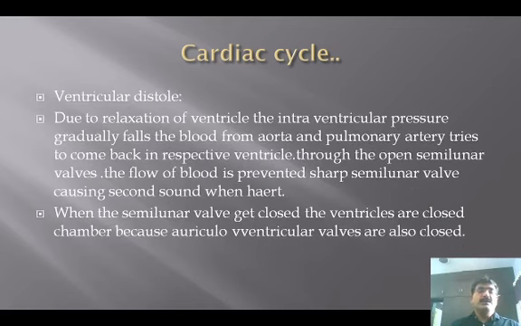Ventricular diastole. Due to the relaxation of the ventricle, the intraventricular pressure gradually falls. The blood from the aorta and the pulmonary arteries tries to come back into the respective ventricle through the open semilunar valves. The flow of the blood is prevented by the sharp closure of the semilunar valves, causing the second sound. As we already know, the blood tries to come back into the right and left ventricles, but there are particular valves, known as the semilunar valves, which undergo sharp closing.